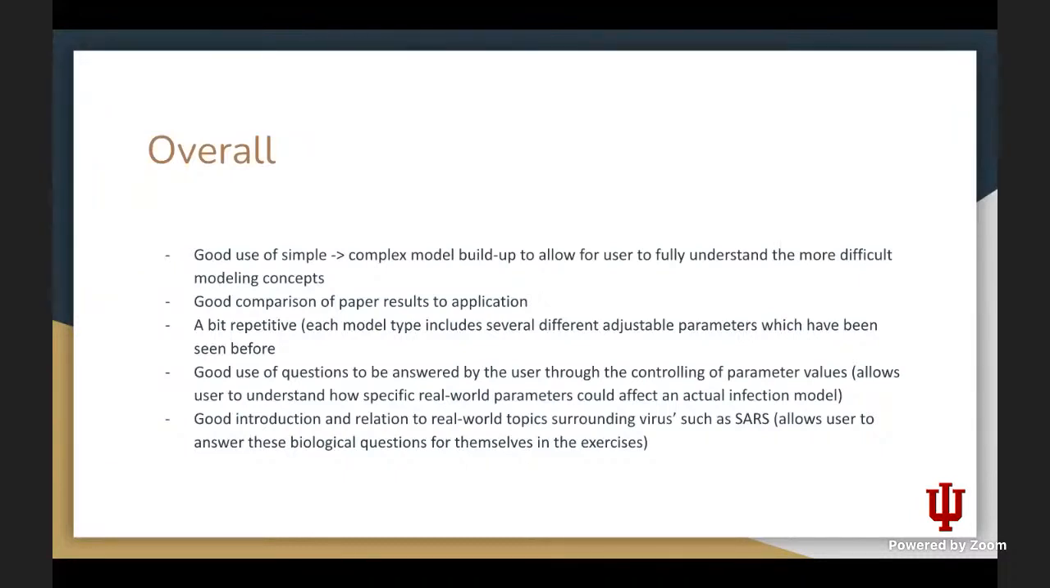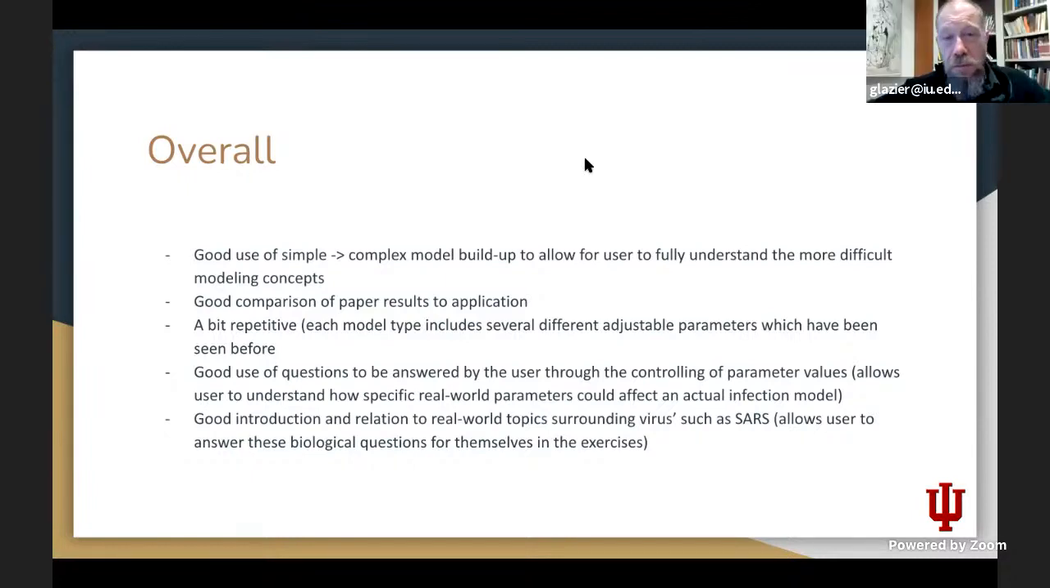They had a good use of the questions and exercises to be answered, which is something I think I could definitely draw from, because it allows the user to answer the questions themselves and relate them to the real world parameters and how they could be used to fight a real epidemic such as COVID-19 or SARS. And I think it was a good relation to the actual biological concepts involving the vaccine efficacy rate and things like that. So that was about it for that application.